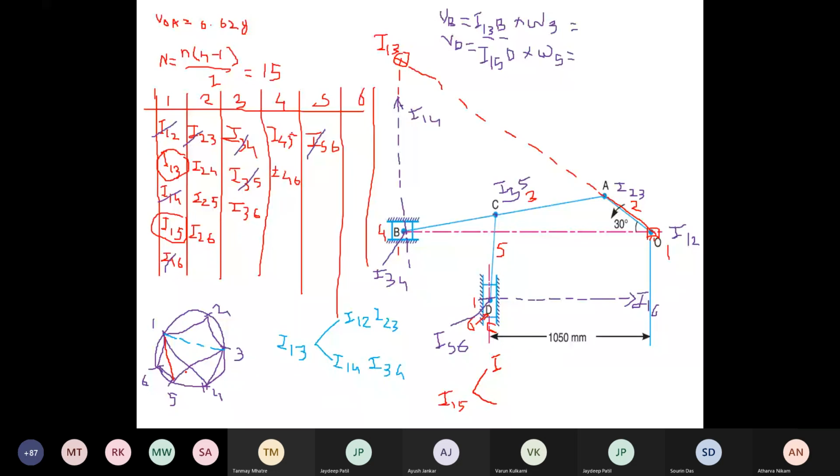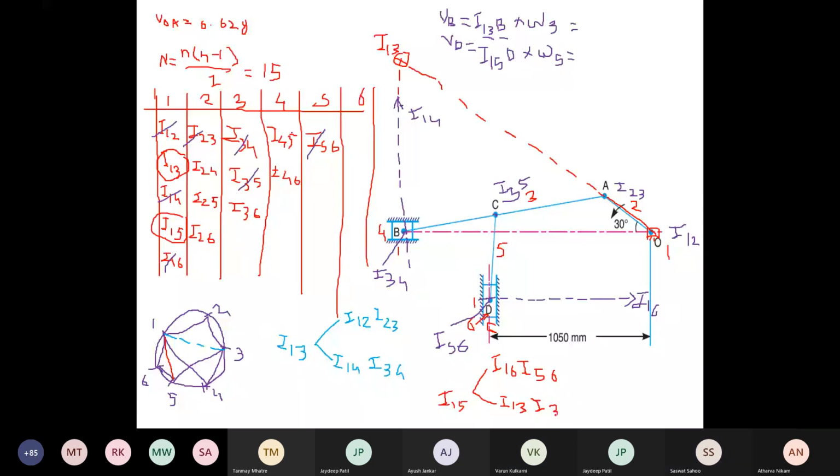1 3 5 is the triangle, this one, and 1 6 5. Consider first 1 6 5 and tell me the ICRs: I16 and I56, correct. And the second triangle, 1 3 5: I13 and I35.